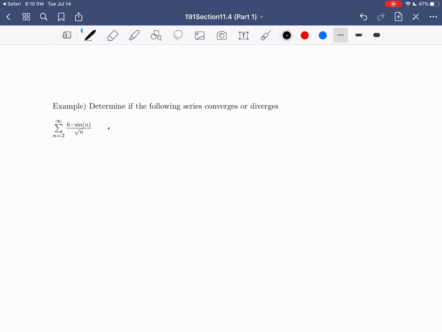Well, the idea is that sine of n is going to bounce around between minus 1 and 1, but it's not going to stray too far. It can't drift off towards infinity or anything. So when we do 6 minus sine of n, that's got to just bounce around between a set of numbers. So this is similar to a number over the square root of n. And of course, that number isn't going to impact the behavior because it's just some finite number. So we know that this right here is a divergent p-series.